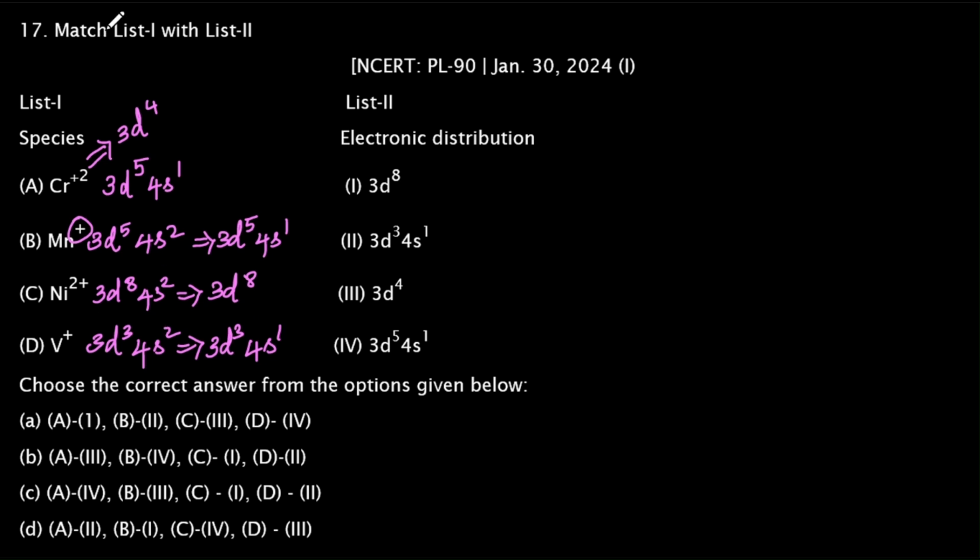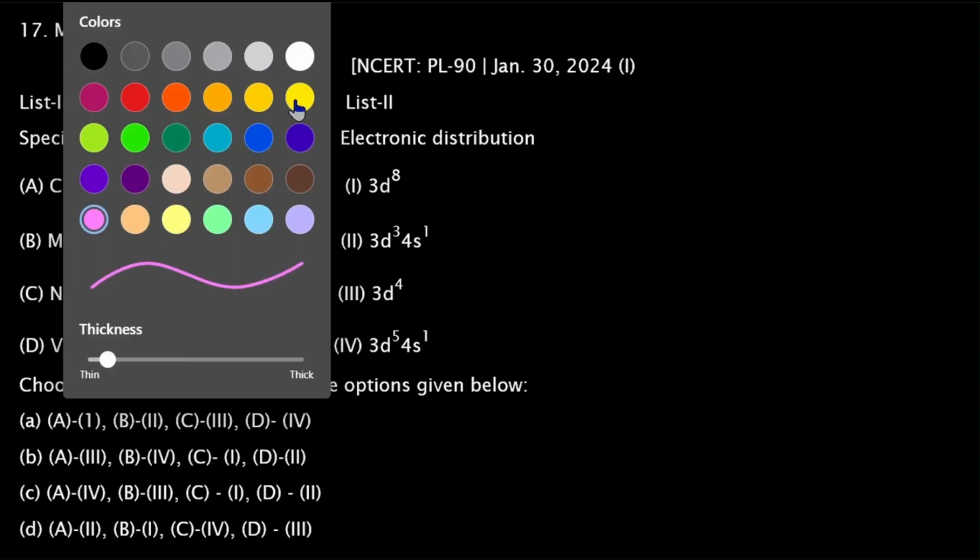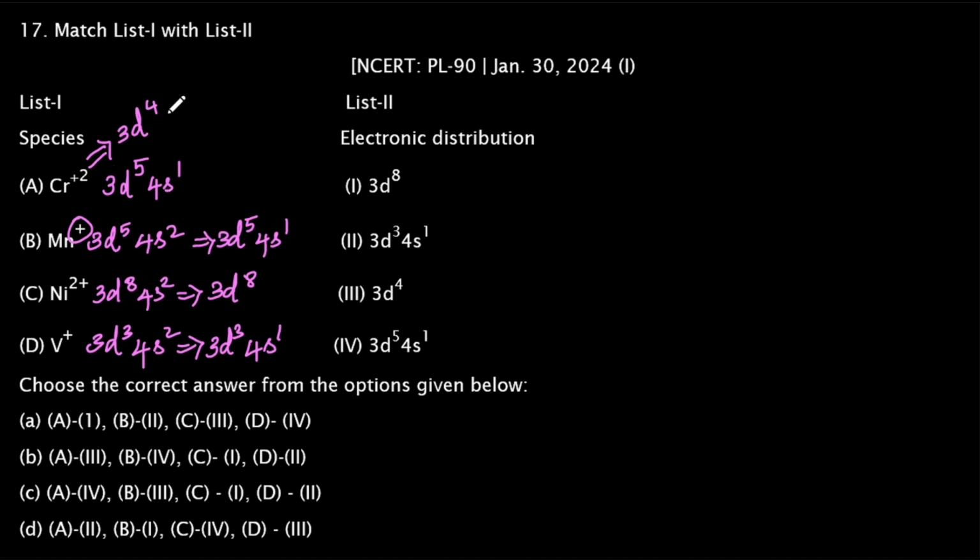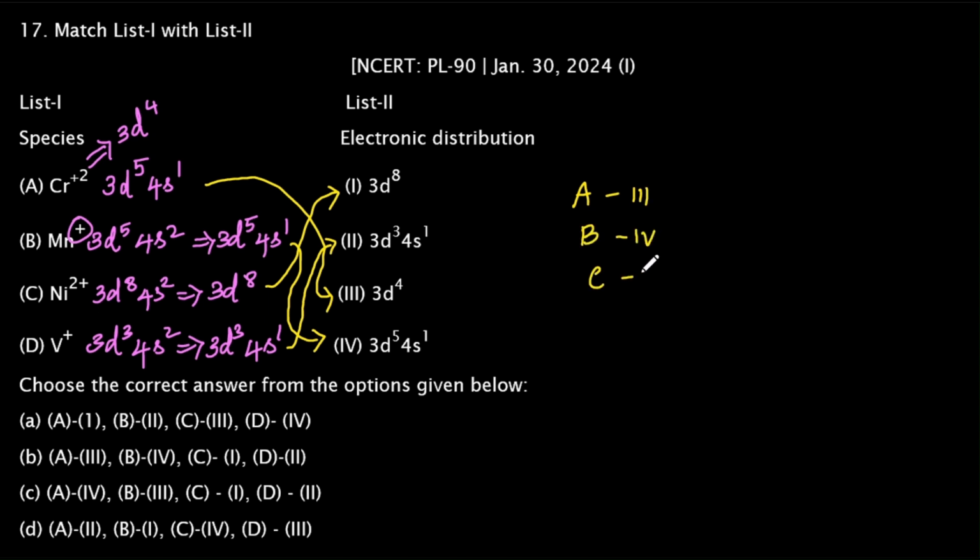So you have to match list 1 with list 2. Cr2+ is having 3d4 configuration, so for A, option 3. Then Mn+ is having 3d5 4s1, so for B, it is 4. Then Ni2+ is 3d8, so for C, it is 1. Then for V+, 3d3 4s1, for D, it is 2. So I will write that here. For A, it is 3. For B, it is 4. For C, it is 1. Then for D, it is 2.